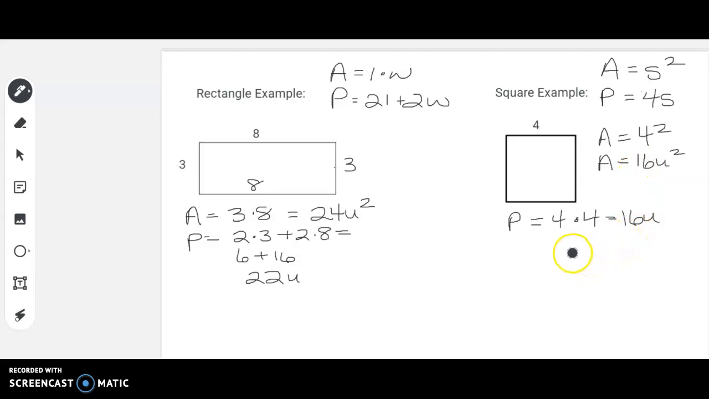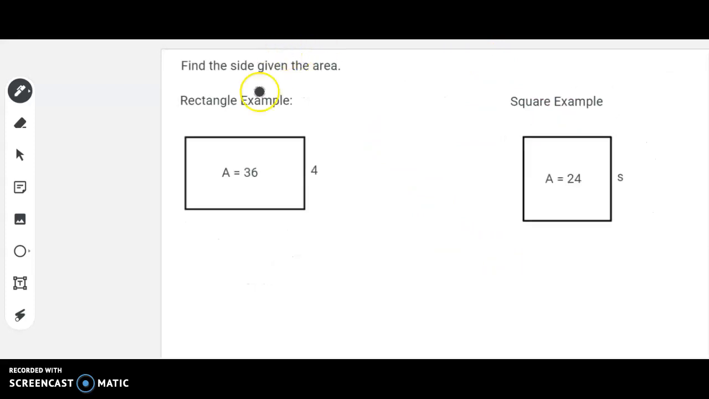Okay, so those are our area formulas for rectangle and square. We're going to continue our exercises with the area. So I want to find the side given the area. So we're kind of working backwards. Area is equal to length times width. Since I know my area is 36, I'm going to put that in for the area. So 36 is equal to, and I know one of my dimensions, that's 4, so 4 times W.